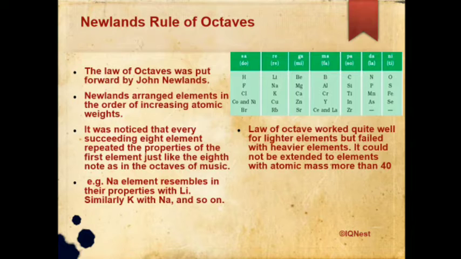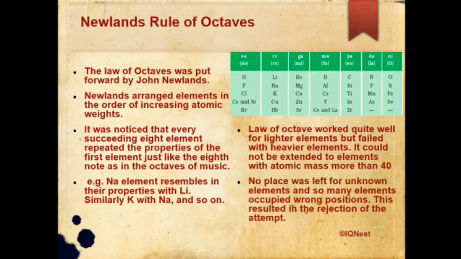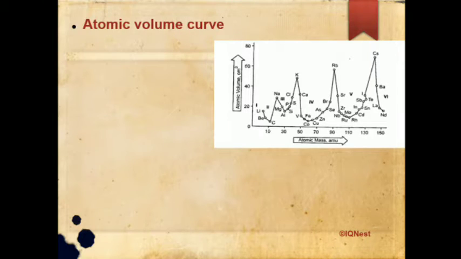And the next point is the law of octaves worked quite well for lighter elements but failed with heavier elements. It could not be extended to elements with atomic mass more than 40. No place was left for unknown elements, and so many elements occupied wrong positions. This resulted in the rejection of the attempt. So that is the detail about Newlands rule of octaves.